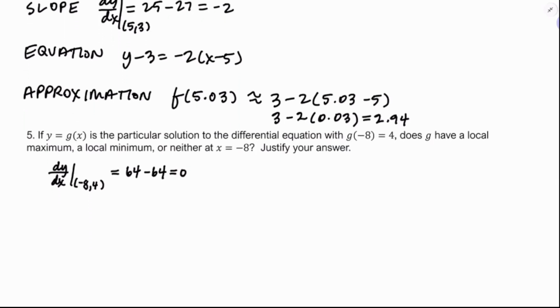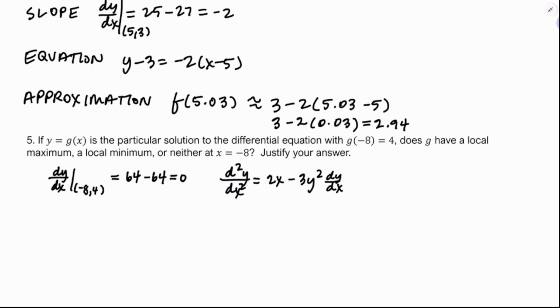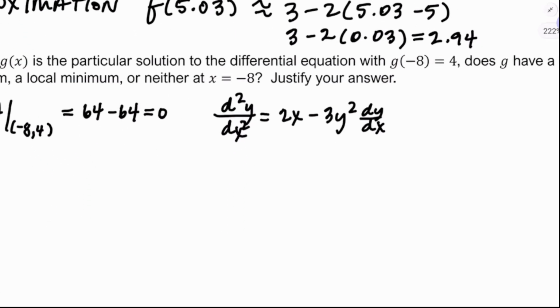Okay, and in this scenario, it's going to be an extremum because if I got second derivative 0, I wouldn't really know what to do, and they're always going to lead you towards a definitive answer. All right, so I need the second derivative. So I'm going to take the derivative of dy/dx implicitly and get the derivative of x squared is 2x, minus the derivative of y cubed is going to be 3y squared dy/dx. Right, then I'm going to plug in -8 and 4.